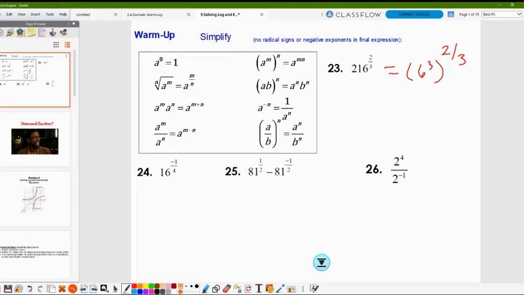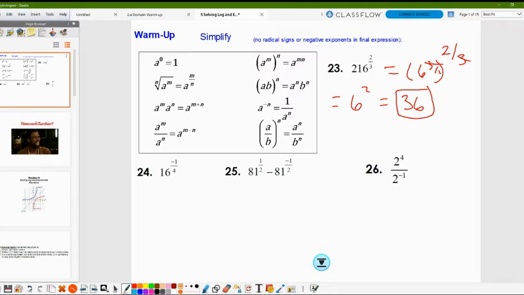So when we raise a power to a power, we multiply exponents. If I want to make that a fraction to make it more clear, that's 3 over 1 times 2 over 3. The 3 on top cancels with the 3 on bottom. That's just 6 squared, which is 36. Much easier than if we had squared that and then I had to take the cube root of a big number. Okay, let's try the next one.